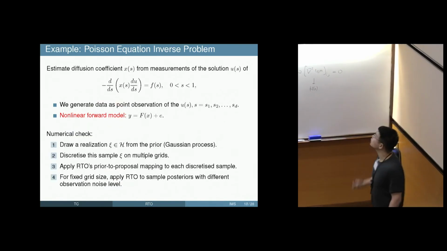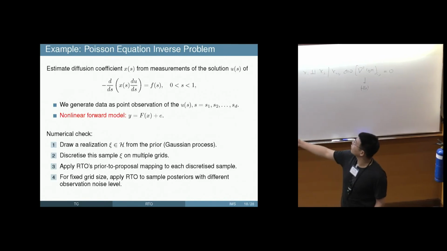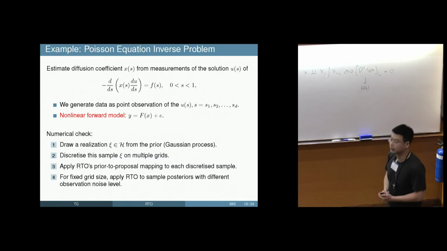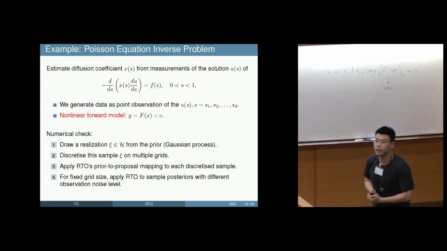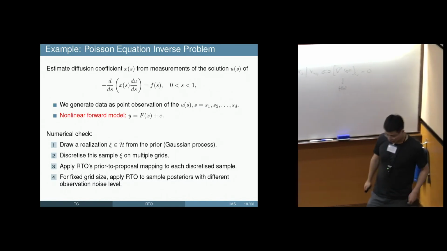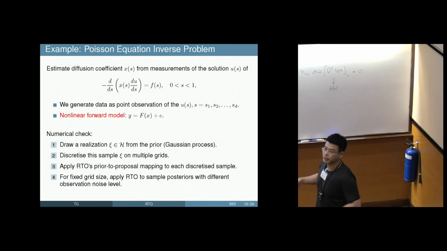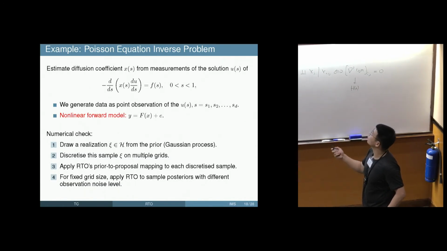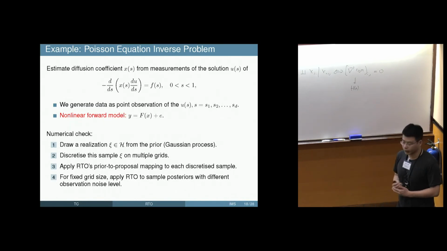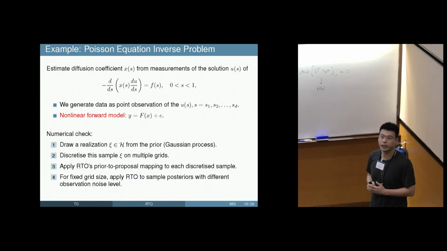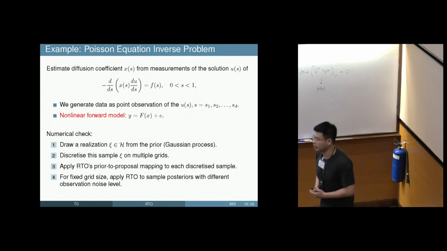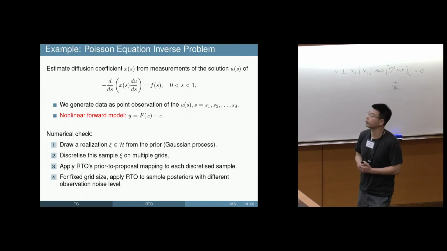Okay, so we do two tests. First, we draw random variables from the prior distribution and discretize the random sample on multiple level grids, so we get a range of different dimensionalities of the parameters, with correspondingly different dimensionalities of the random variables. We want to see if our scheme is scalable with the parameter dimension. The second thing we want to try is, for a fixed parameter dimensionality and fixed grid size, to vary the noise level in the observations to see how the RTU behaves. If we decrease the noise level, the posterior will become more concentrated, so we want to see if RTU is robust to the concentration of the posterior distribution.